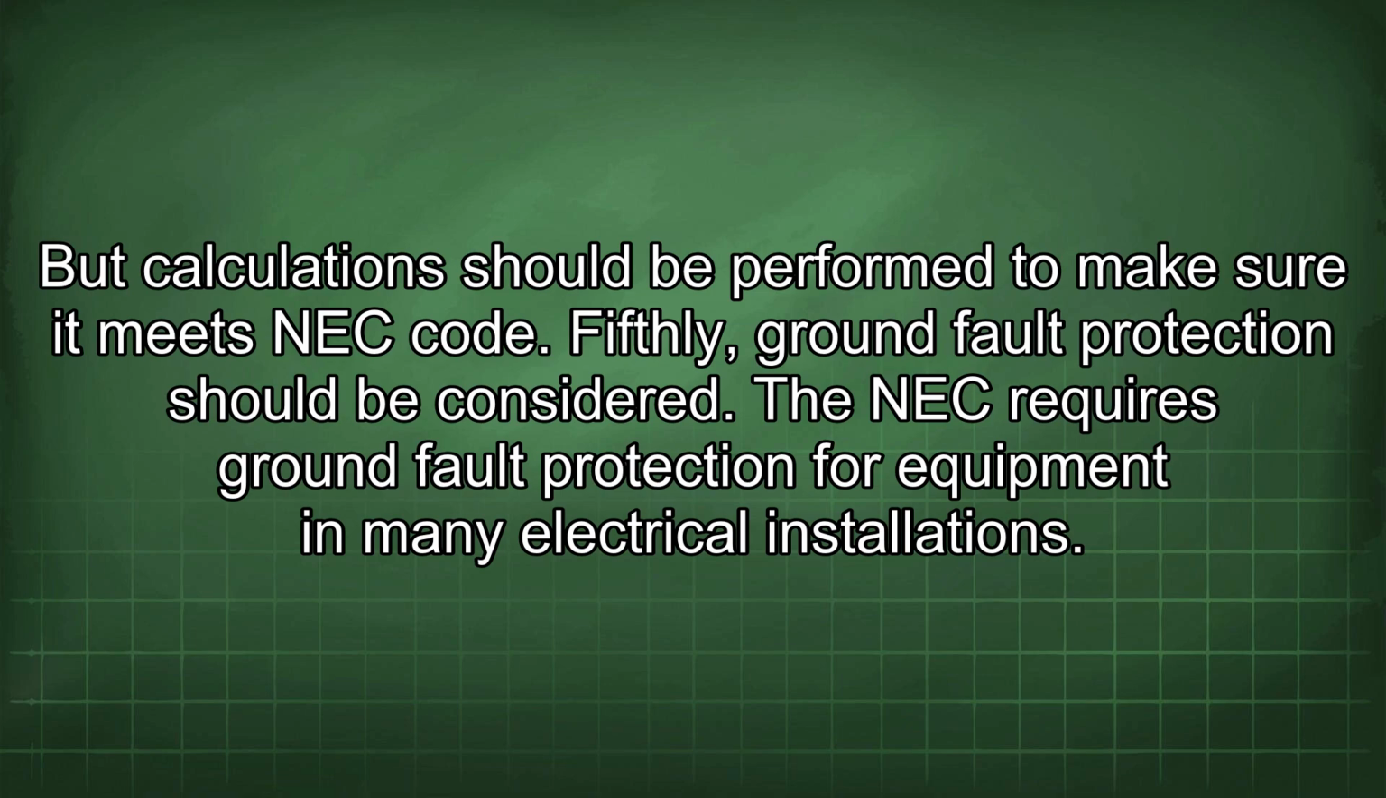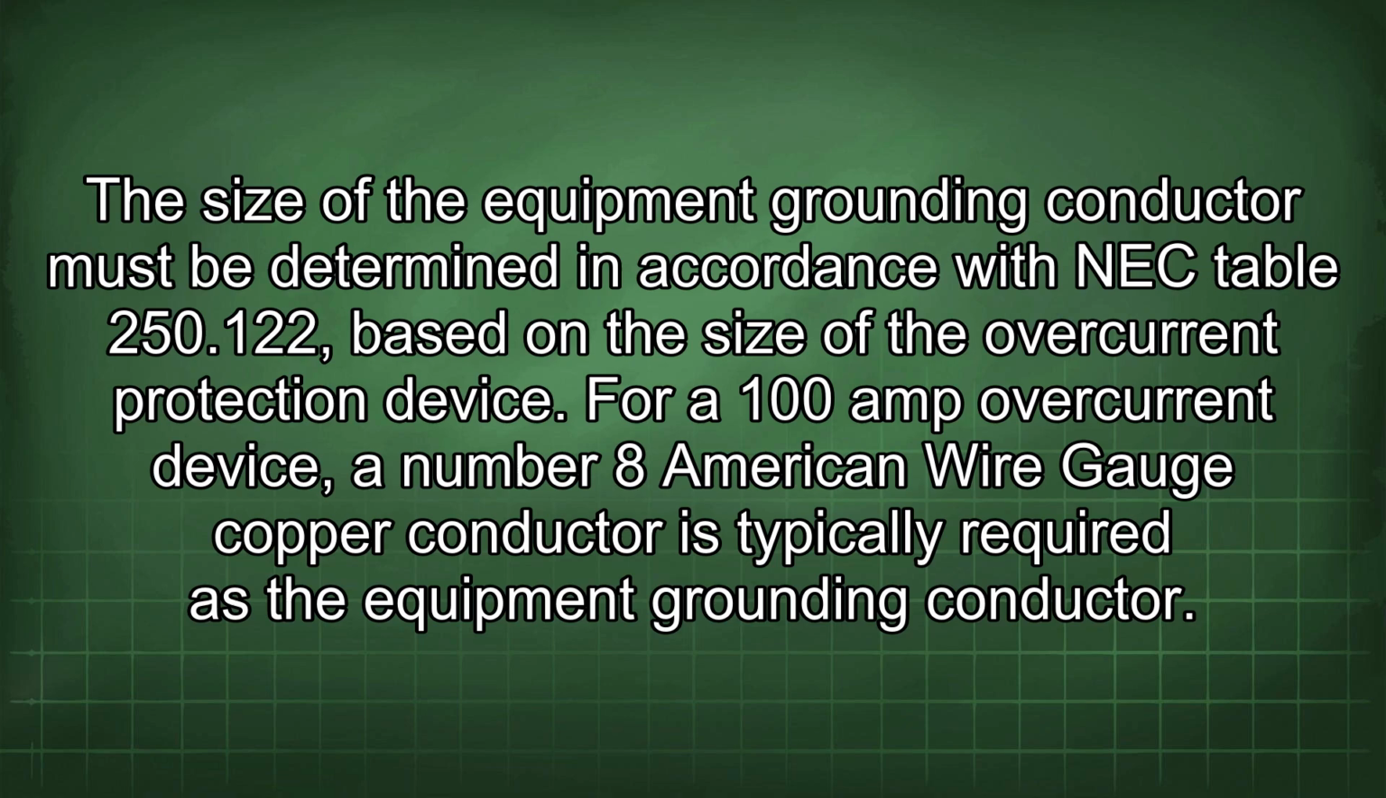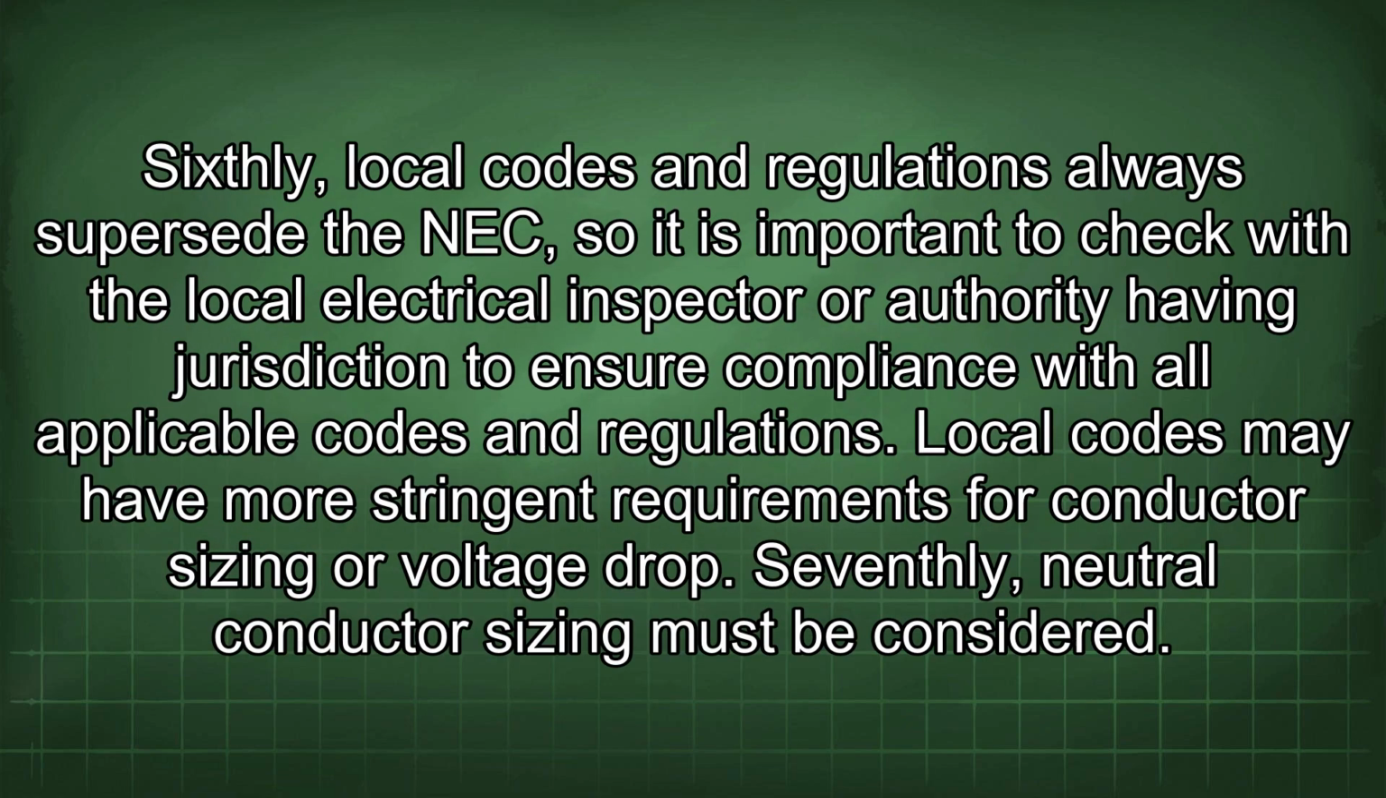Fifthly, ground fault protection should be considered. The NEC requires ground fault protection for equipment in many electrical installations. The size of the equipment grounding conductor must be determined in accordance with NEC Table 250.122, based on the size of the overcurrent protection device. For a 100 amp overcurrent device, a number 8 American wire gauge copper conductor is typically required as the equipment grounding conductor.